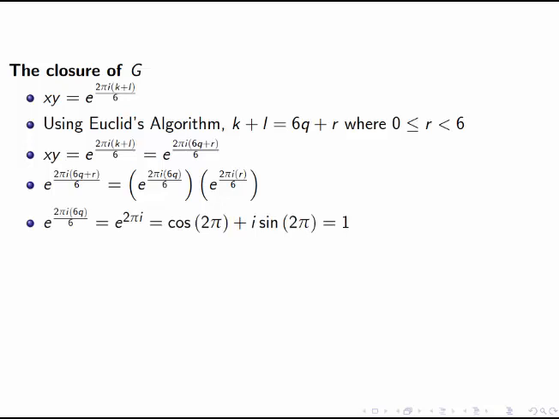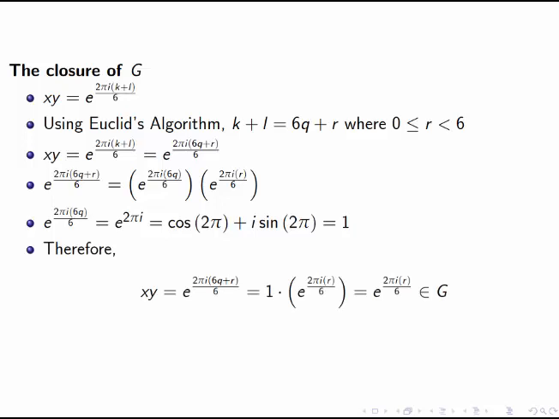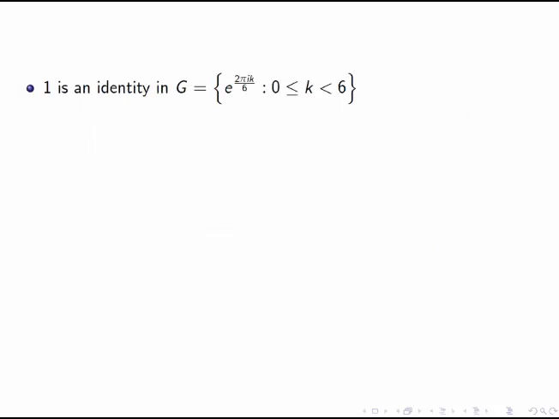Okay? All right. Again, going through the calculations, we look at e^(2πi·6q/6), that's e^(2πiq). De Moivre's theorem tells us that that'll be 1. So rewriting xy as 1 times e^(2πi r/6), since r is between 0 and 6, then xy is an element of G. So G is closed under our operation. Now 1 is an element of G and is acting as the identity.